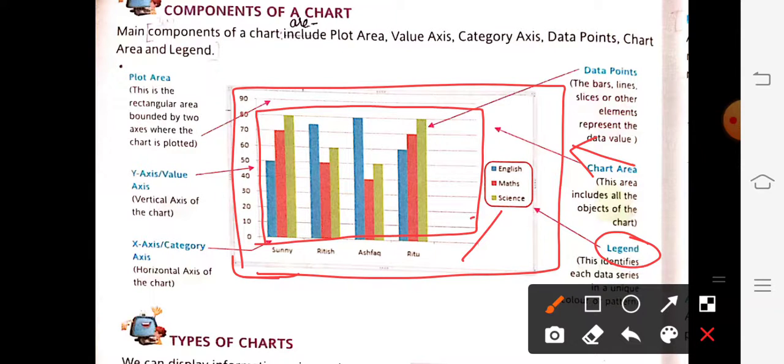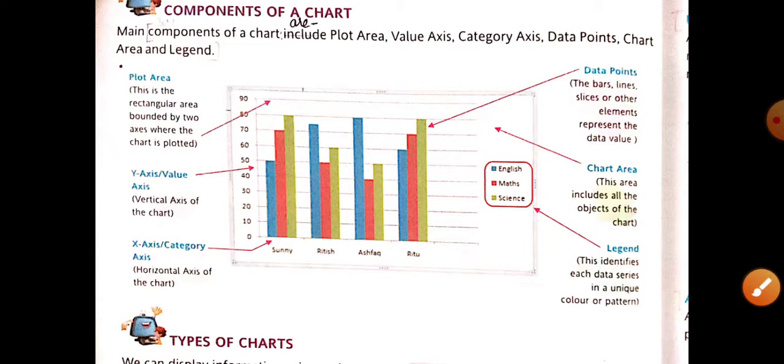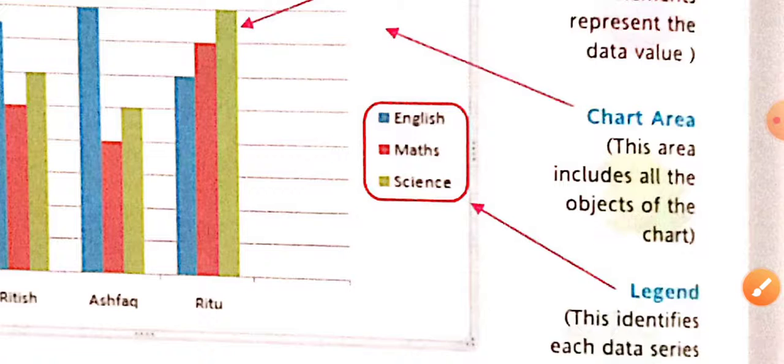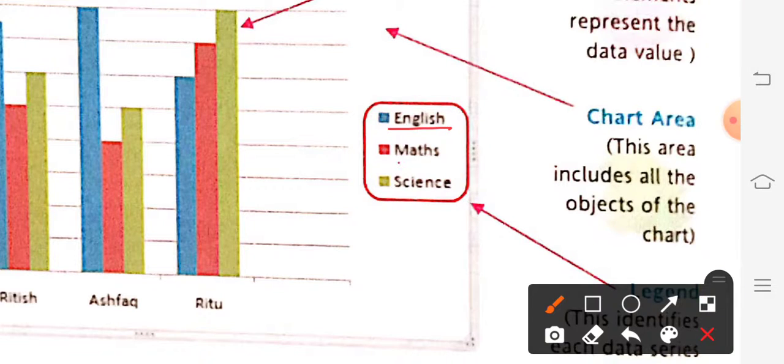Like here we are writing for English, just focus on it. See, for English, for maths and for science, we are having 3 subjects. So for English we are using a blue color. So this means this is representing English marks.